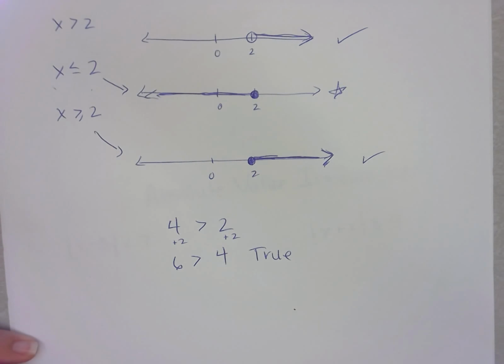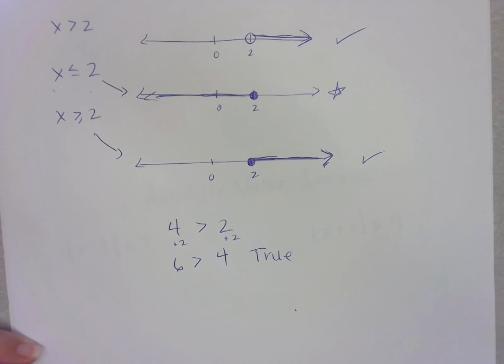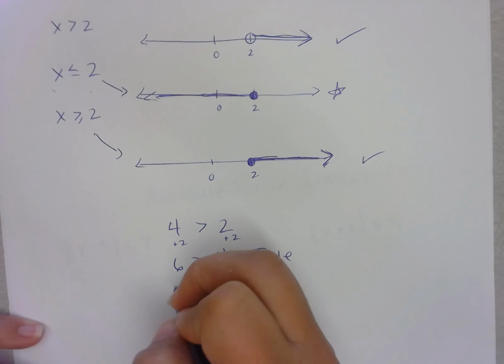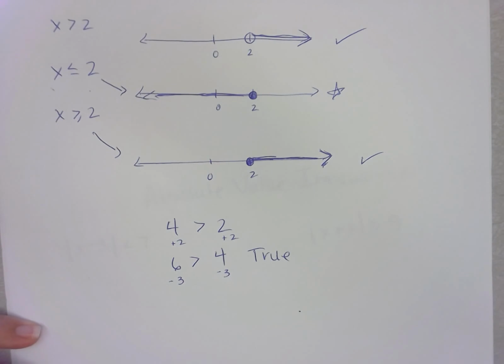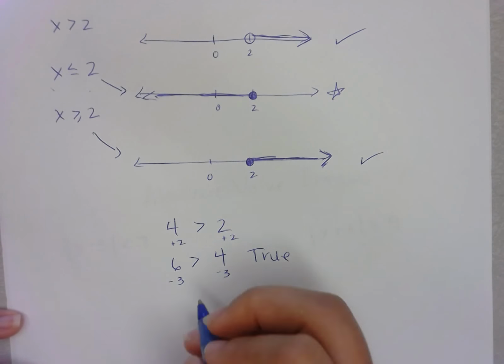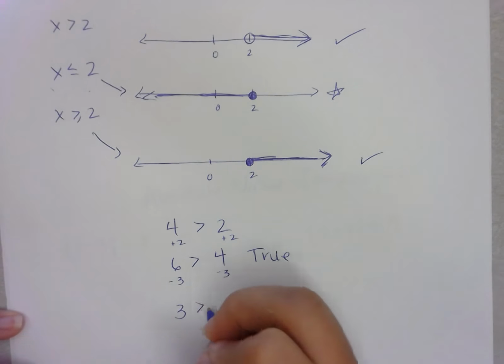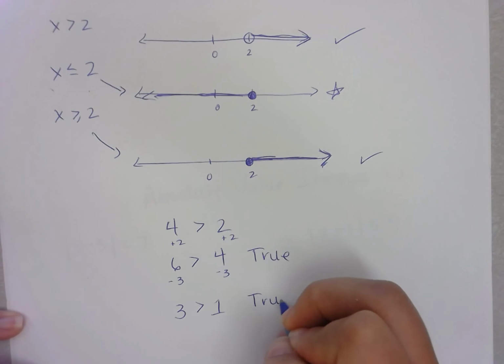I added 2. So let me instead add a negative number to both sides. Or I can think of it as subtracting 3 from both sides. It's like I'm adding negative 3 or subtracting 3 from both sides. So in that case, I'm going to get 3 is greater than 1. This is still a true statement.